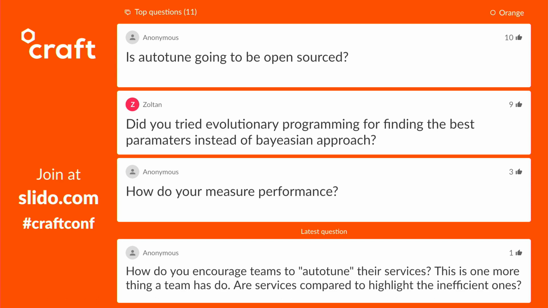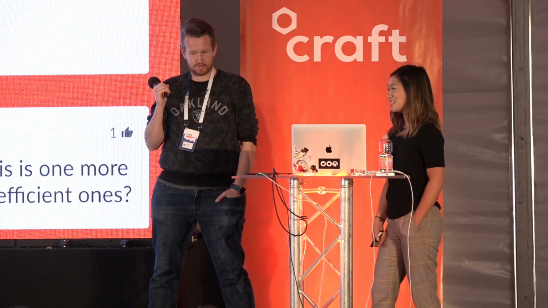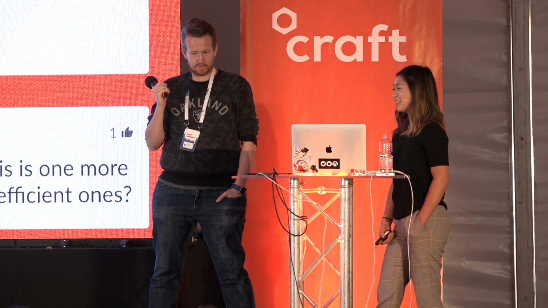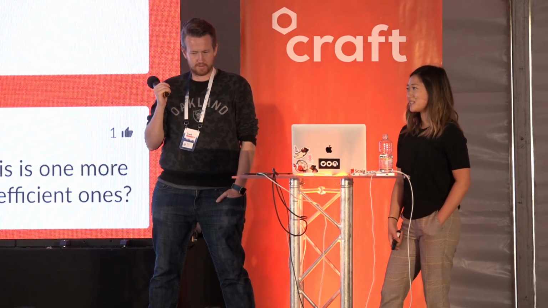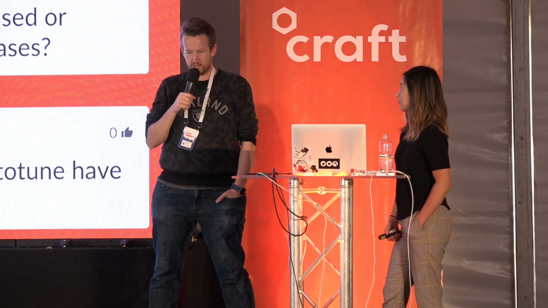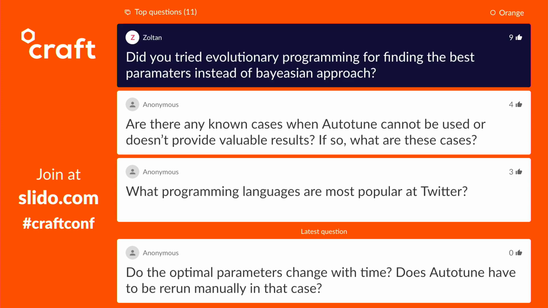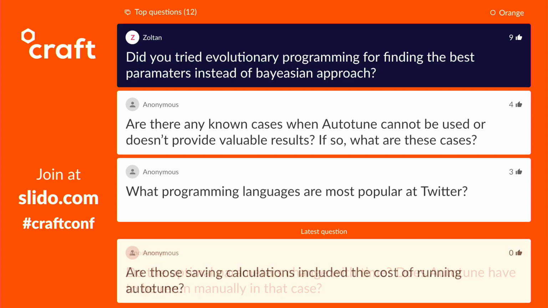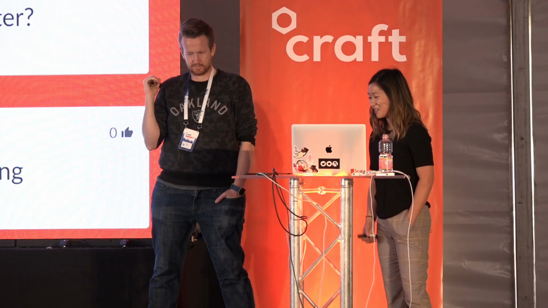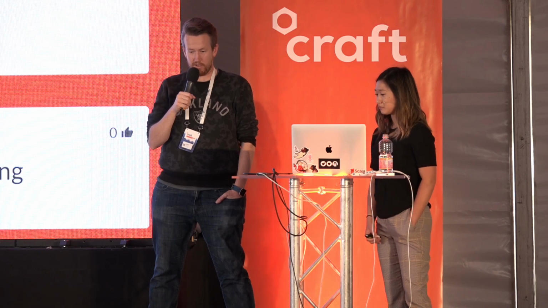Is auto-tune going to be open sourced? That was kind of on the horizon. I think there's some legal stuff that also has to be done for things to be open source, but potentially. Did you try an evolutionary program for finding the best parameters instead of Bayesian approach? I'm not sure what evolutionary programming is, so I can't answer that. Okay, I have no idea.